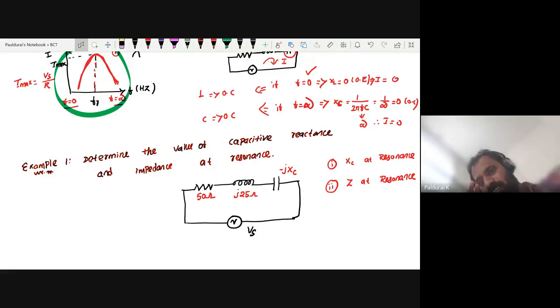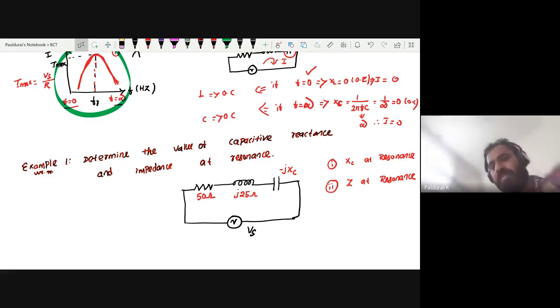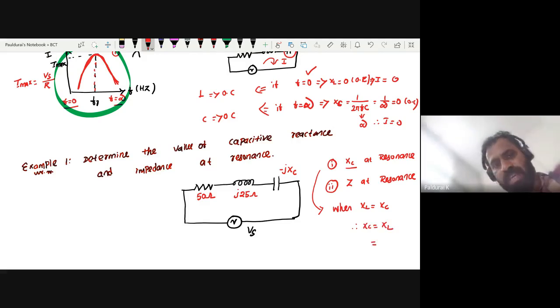Anyone got the answer? Sir, XC is 25 ohms. Yeah, very good. At resonance, when XL equals XC, resonance occurs. I'm looking for XC, so XC equals XL. From the given, this is j times XL, so XL equals 25 ohm. That is the value for XC.